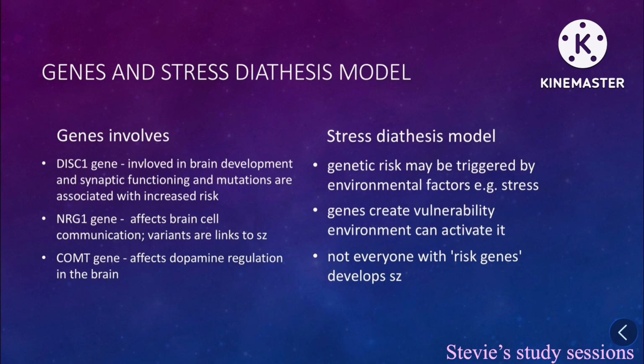The stress diathesis model. The genetic risk may be triggered by environmental factors, for example stress. Genes create a vulnerability, and the environment can activate it. Not everyone has risk genes to develop schizophrenia.